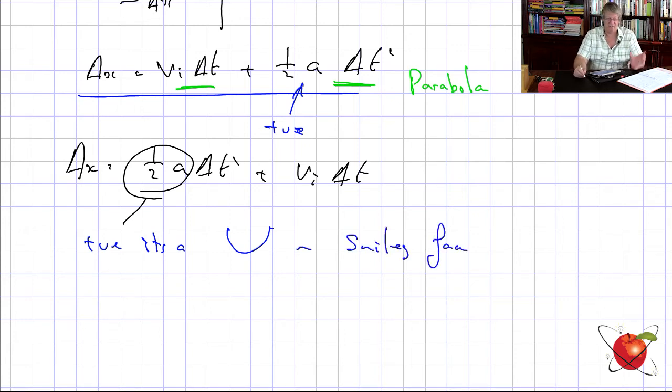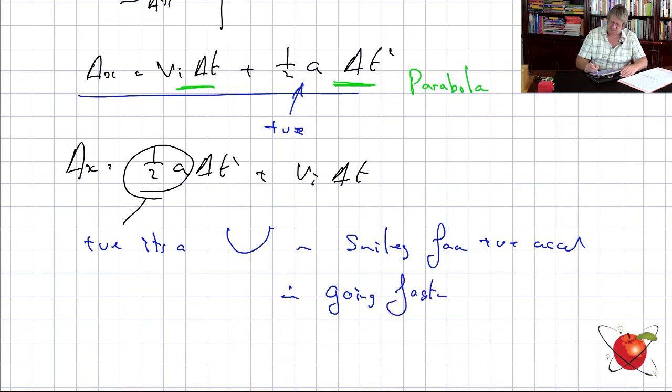It's a smiley face if it's pointing up like that. That means that because the coefficient of your squared term is positive, so it's pointing up, it's a positive acceleration. What does a positive acceleration mean? I am not getting faster, I am going faster. I am accelerating. The acceleration is in the direction that I'm going. Okay? That's what that graph looks like.